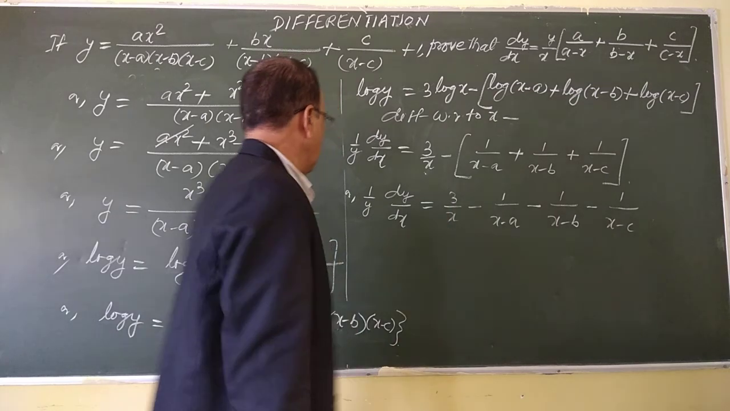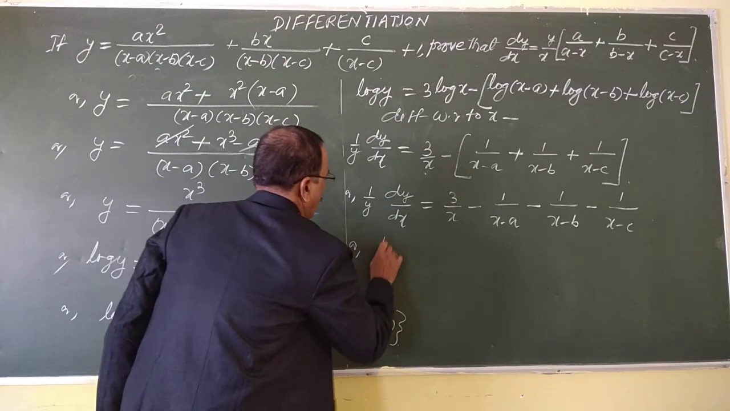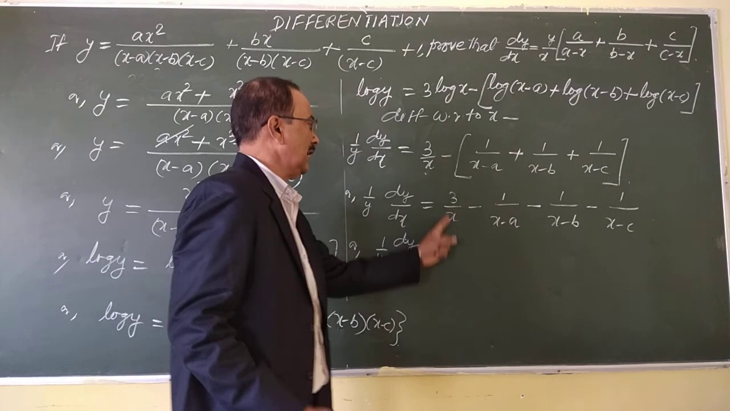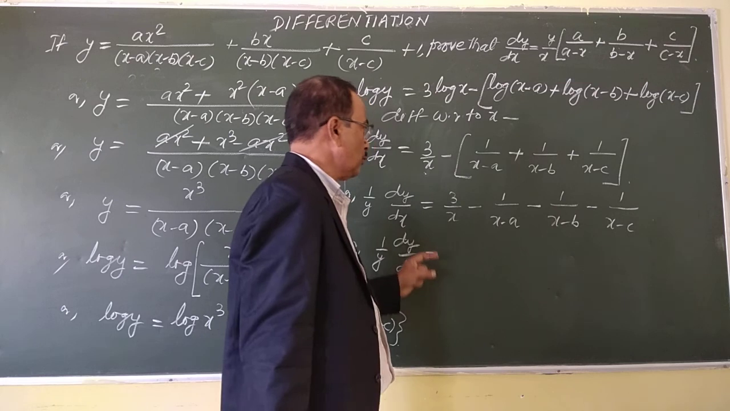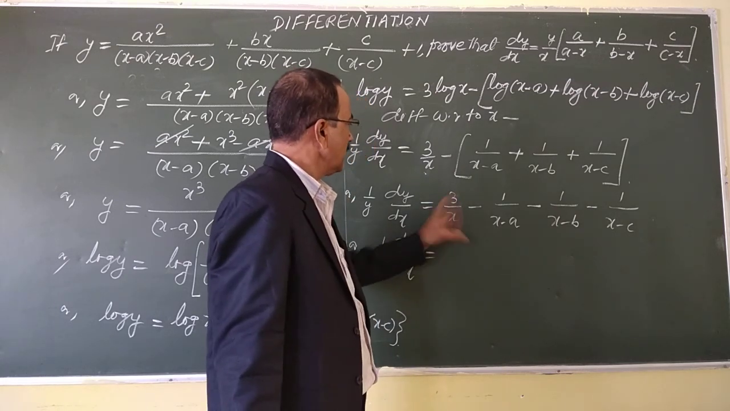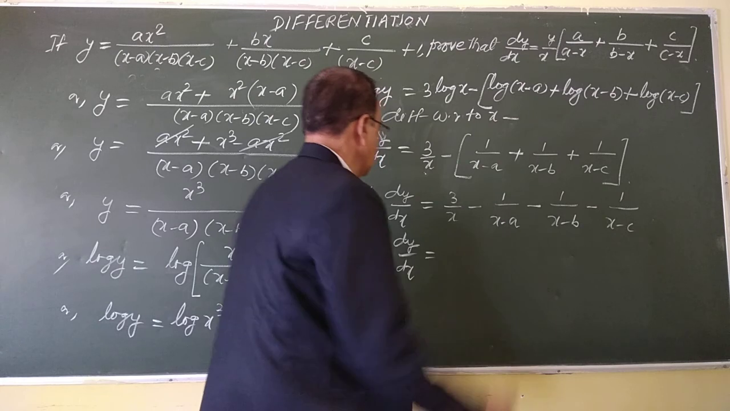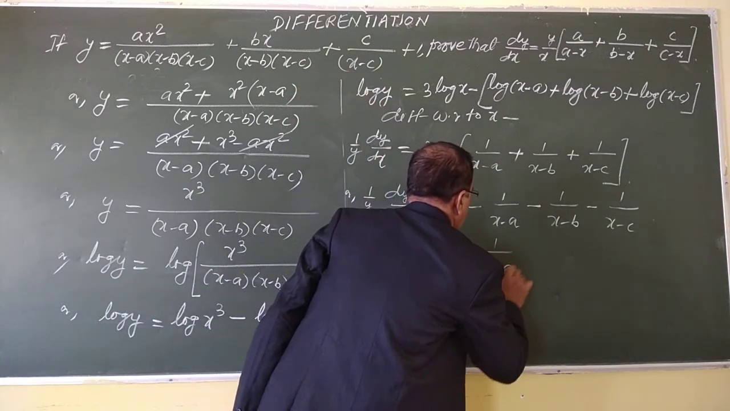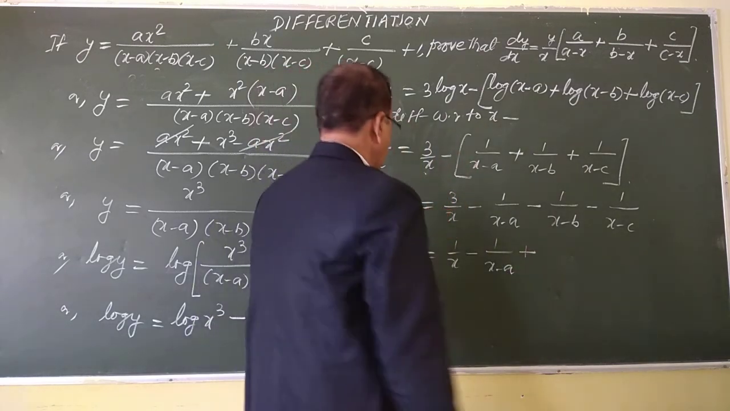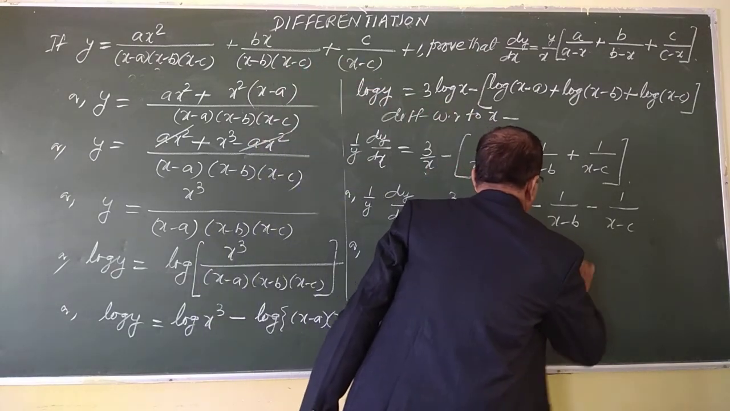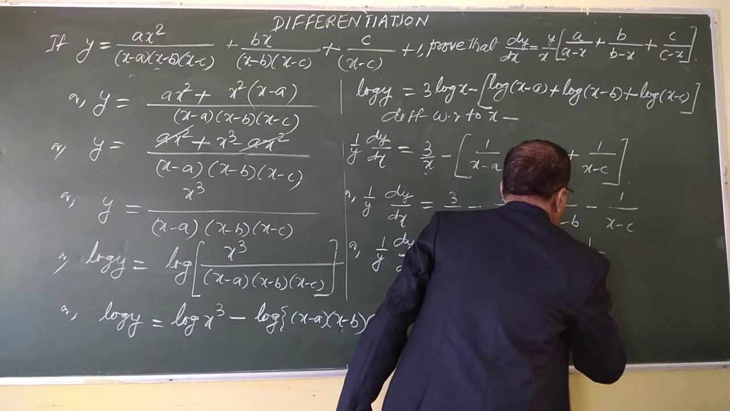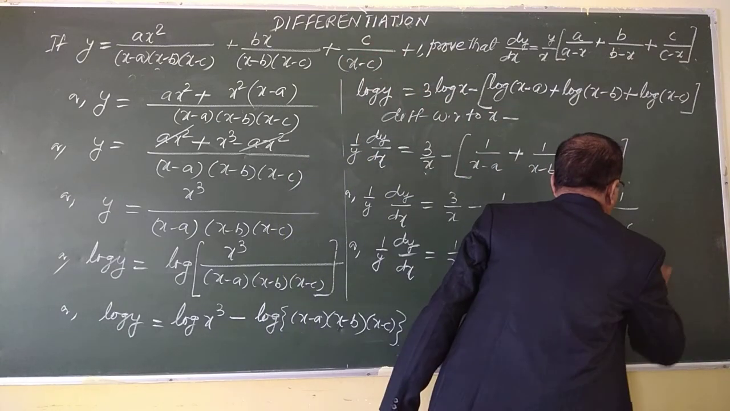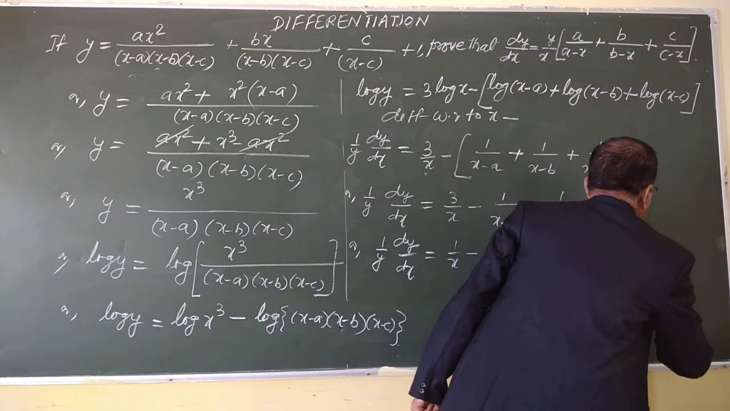Now 3 upon x, we can break. 3 upon x can be written as 1 upon x plus 1 upon x plus 1 upon x. So 1 upon x we are going to take with 1 by x minus a. So 1 upon x minus 1 upon x minus a plus 1 upon x minus 1 upon x minus b plus 1 upon x minus 1 upon x minus c.